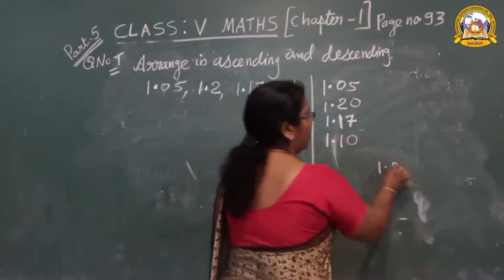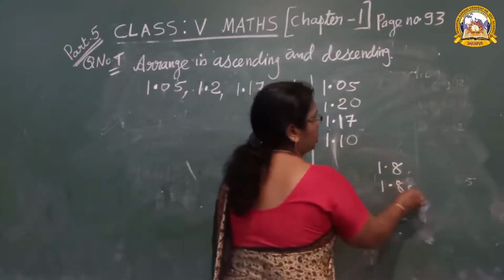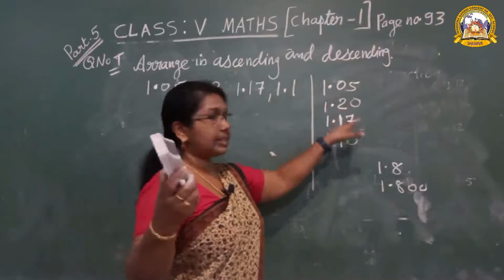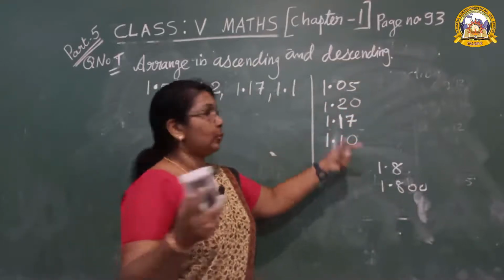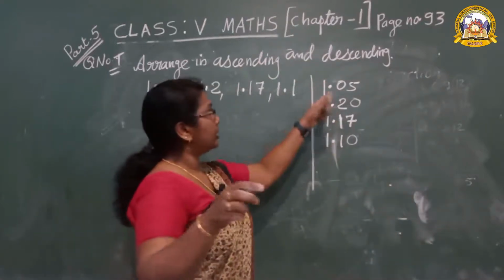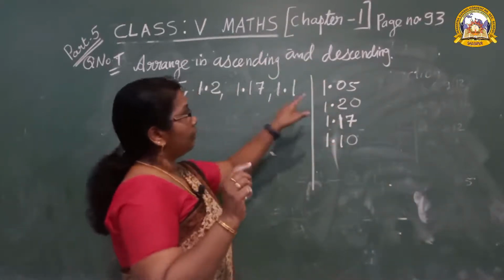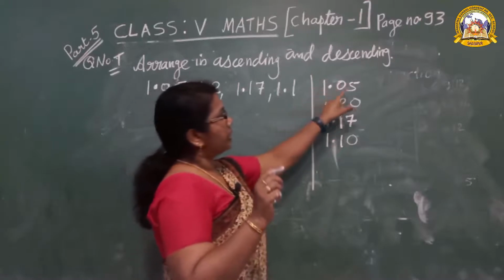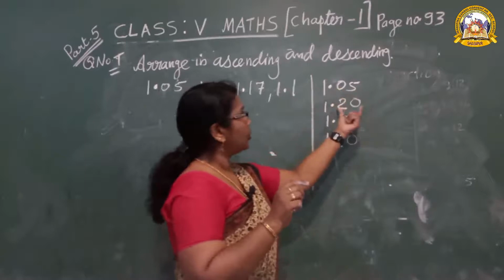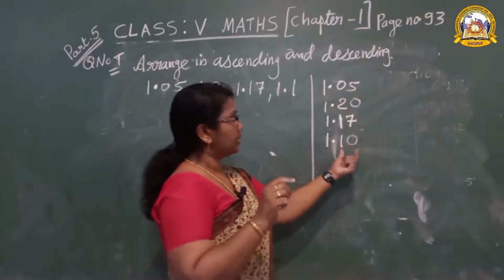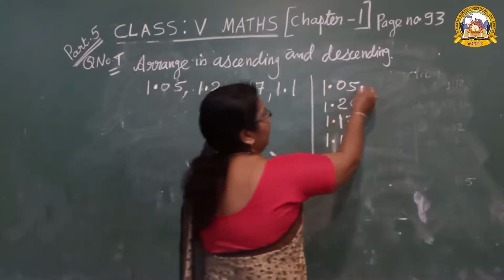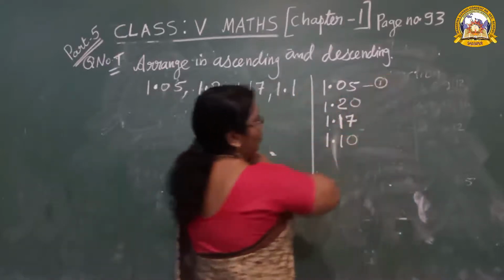Look here, 1.8 or 1.800, the values are the same. Understood? So if the digits are less, what do you have to do? You have to add the zeros. Then we can find out very easily which is the smallest one. Look here, 1.05, all are 1.1. This is 05, this is 20, this is 17, this is 10. So can you say which is the smallest one? Yes, this is the smallest one.